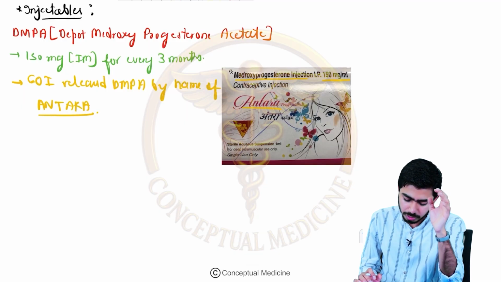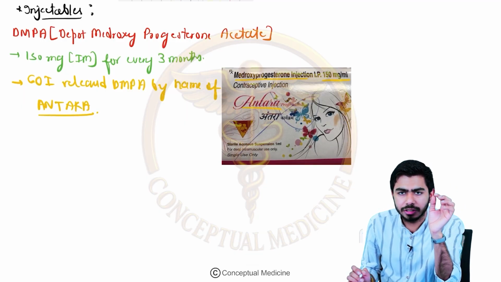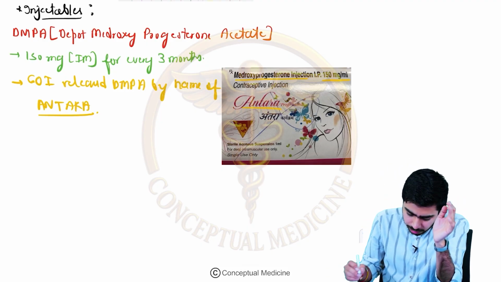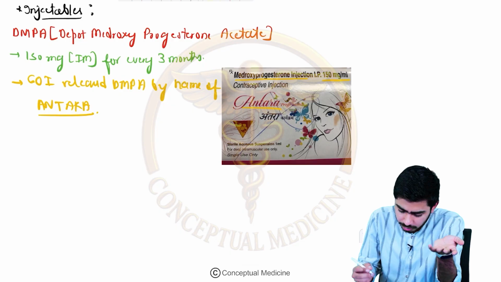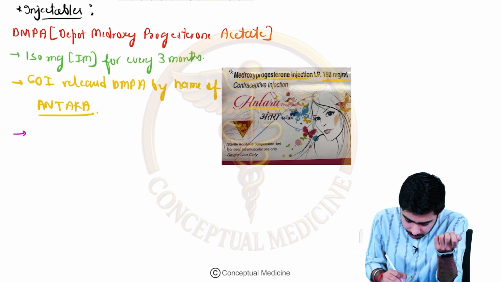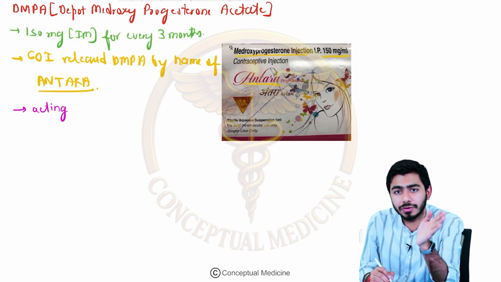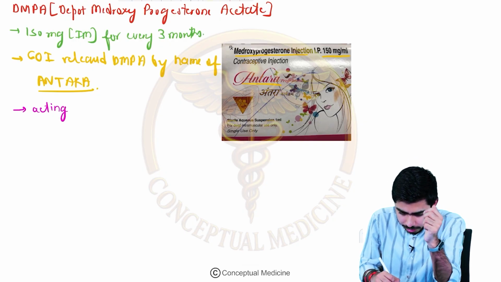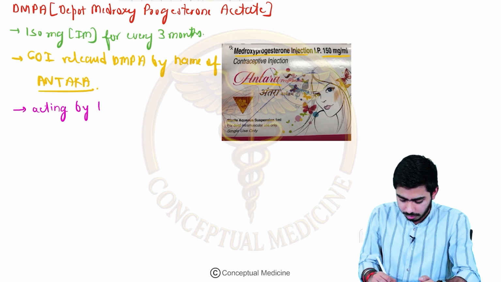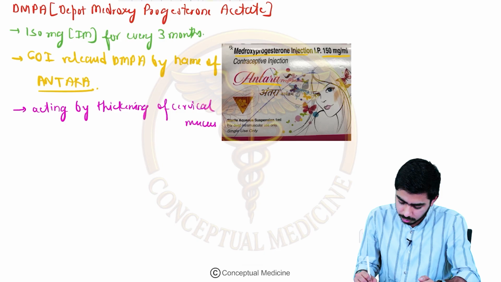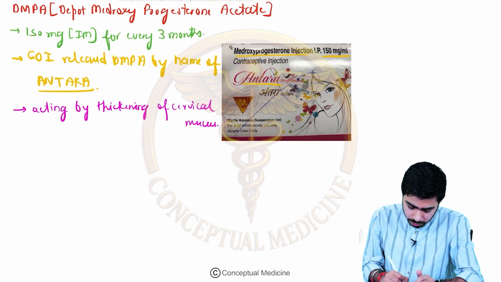So this is the Antara, and it is given 150 mg IM every 3 months. Then how is it acting? What is the mechanism of action over here? Basically it acts by changing the nature of the cervical mucus, by thickening of the cervical mucus.